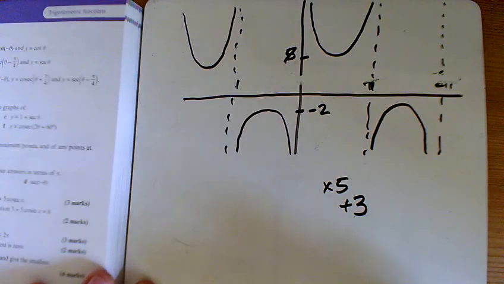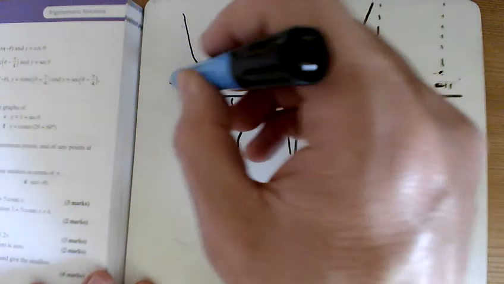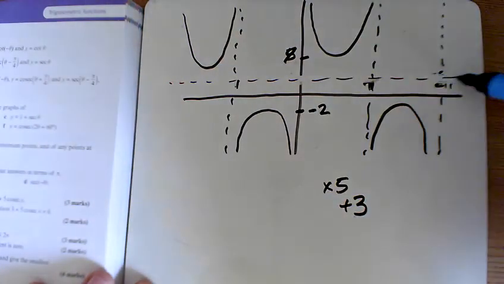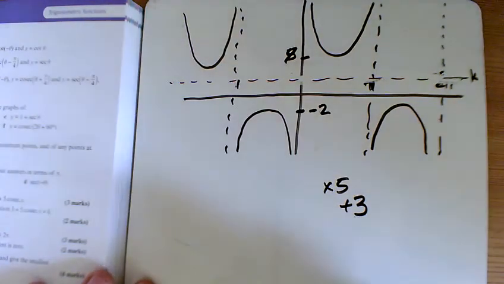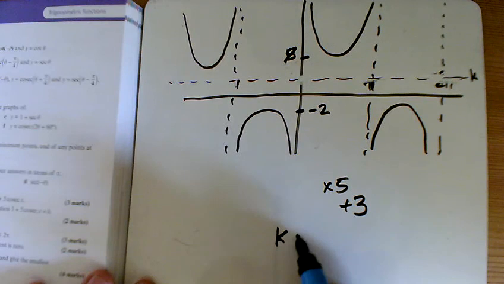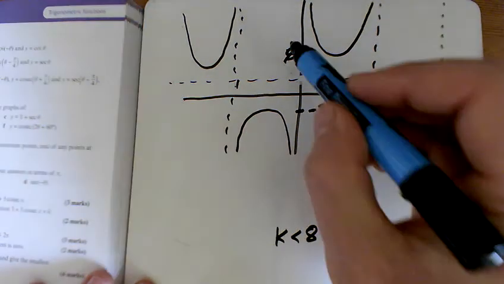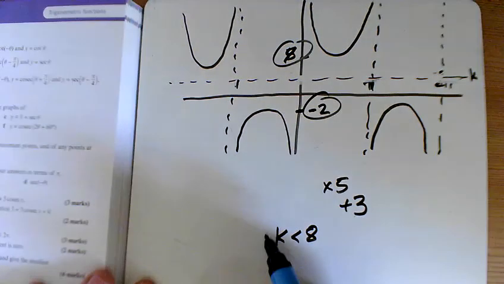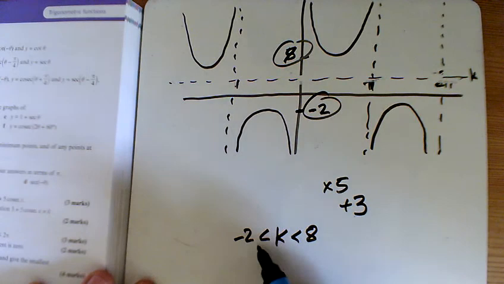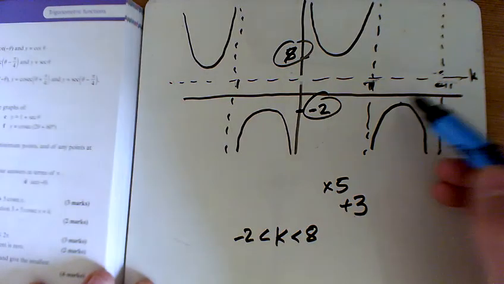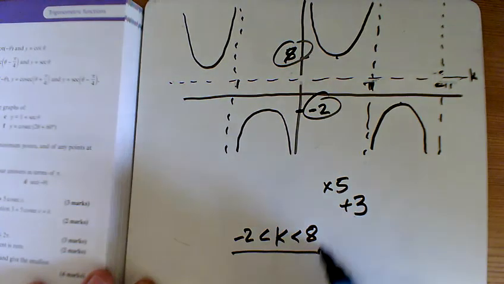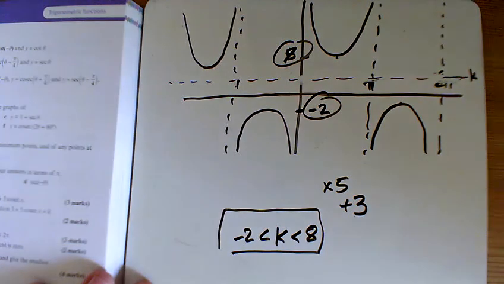And the question then says, well, what value of k, if I draw a line across here at k, which values of k would have no solutions? And clearly k is somewhere between 8 and minus 2. You can't put an or equal here because then it would touch these parts here, and so there's no solutions when k is between 8 and minus 2.